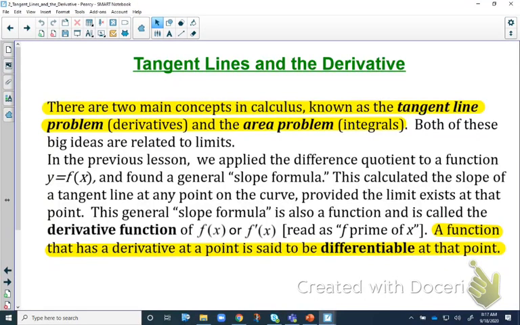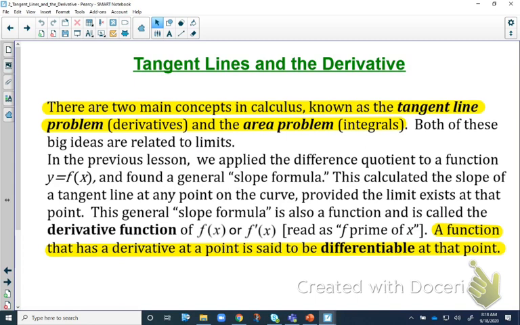Hey there, and welcome to the second video, the second lesson on our unit on Introduction to Derivatives. In the first lesson, we introduced the concept of the derivative as an instantaneous rate of change with the limit definition of the derivative, which works out to be the slope of the tangent line.